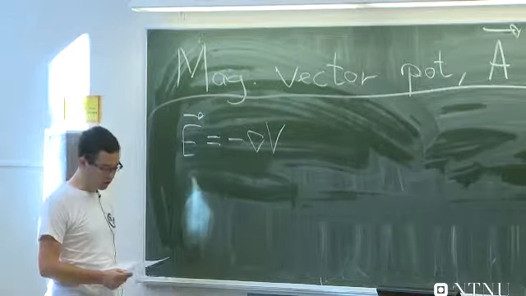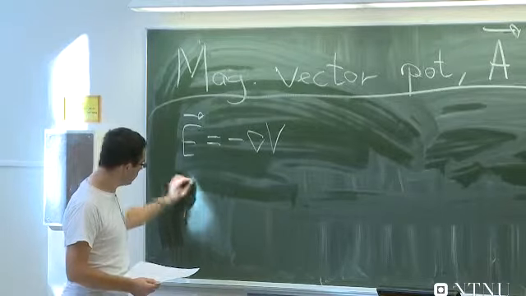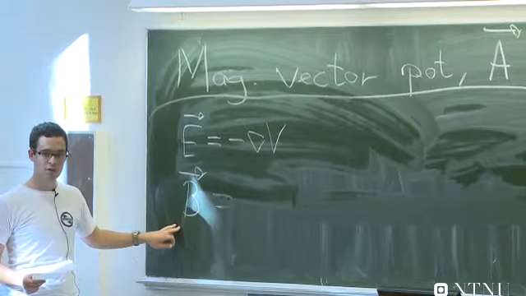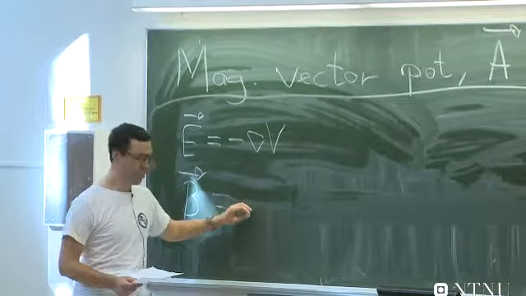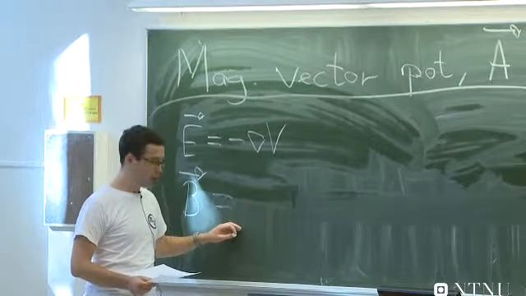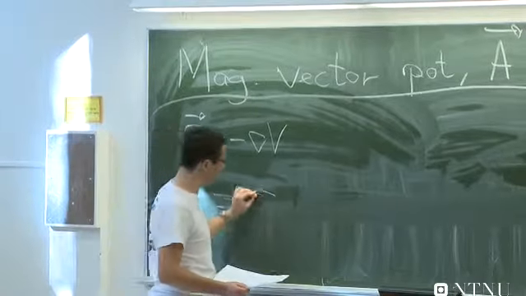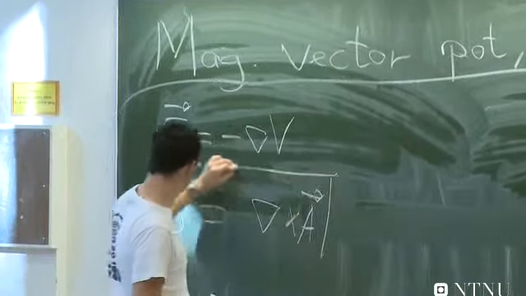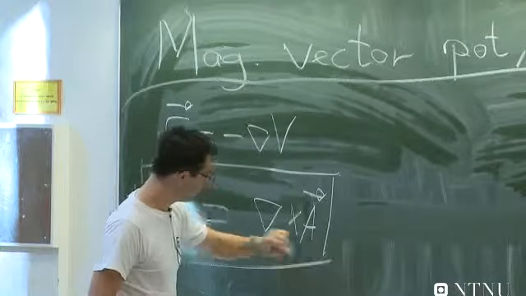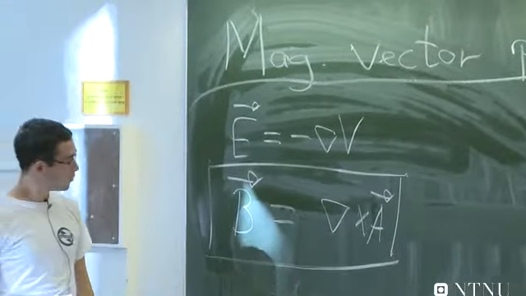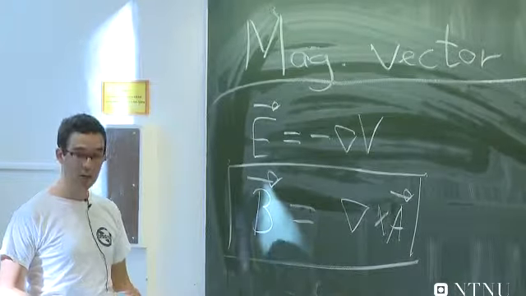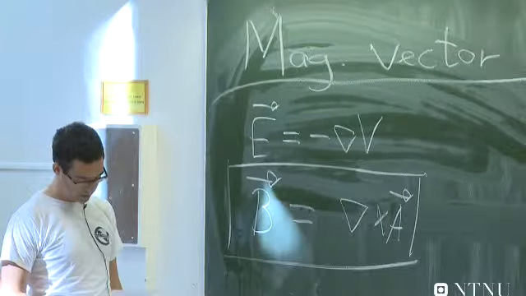Now for magnetostatics it's going to be slightly harder, because now it's not a curl-free field, it's instead a divergence-free field. But then we can write the B field as the curl of a potential, like this. So this is called the magnetic vector potential, or just a vector potential among friends.